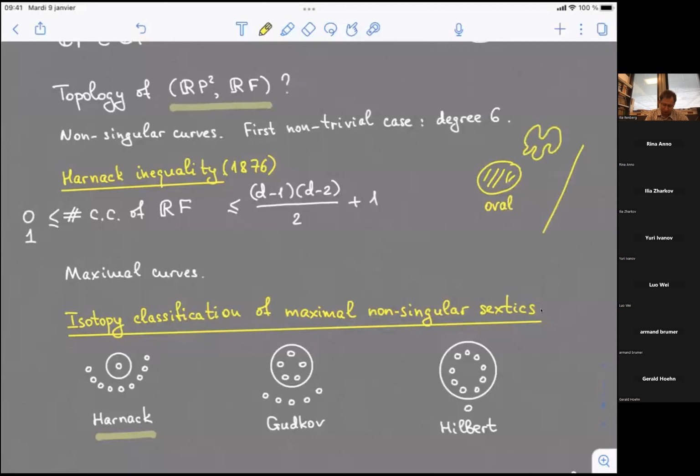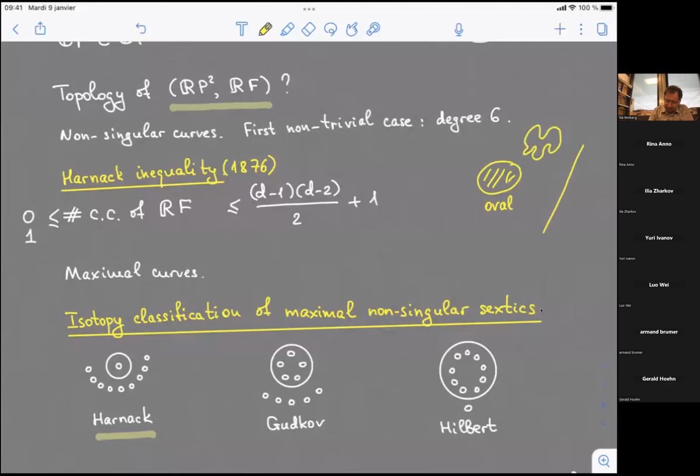And so what is drawn in the first picture is the picture of a Harnack curve. So we have one oval, then another oval inside, meaning in the connected component which is homeomorphic to the disk, and 9 ovals outside. This topology was realized by Harnack himself. When he proved that his upper bound is sharp, he constructed a family of curves, in particular in degree 6, he constructed a curve with such a topology.